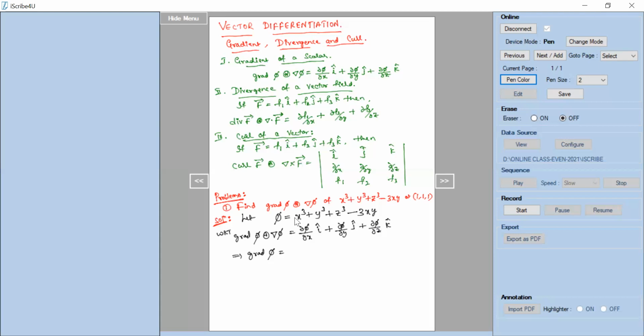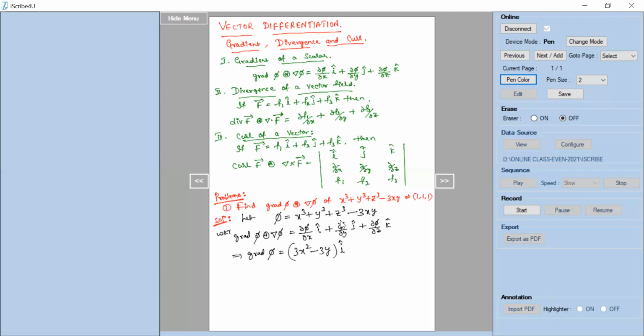Now let us differentiate with respect to x. The differentiation of x cube is 3x square, the first term. Here there is no x, so it is 0. Here there is no x, 0, and here it is minus 3y, where y is constant. The differentiation of x is 1, so therefore we get minus 3y. So if I differentiate the given function phi with respect to x partially, we get 3x square minus 3y into i cap. So this is the first term of the gradient.